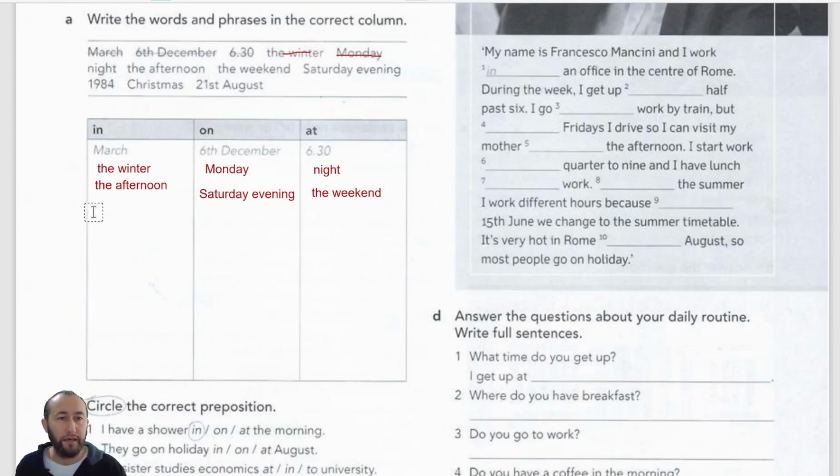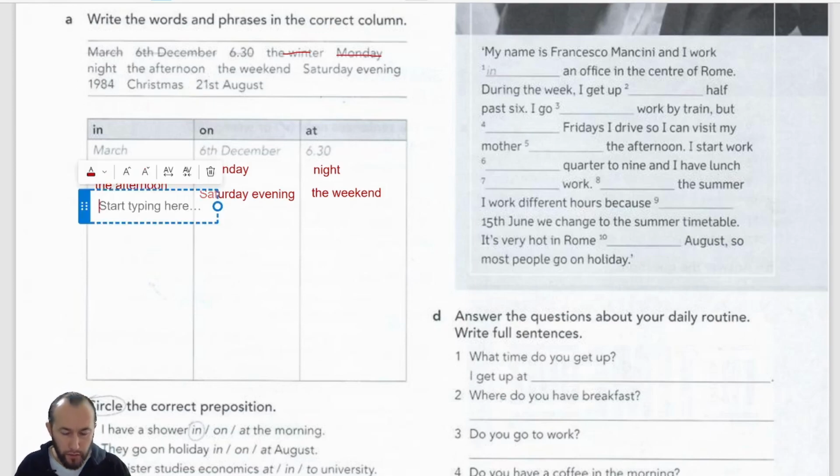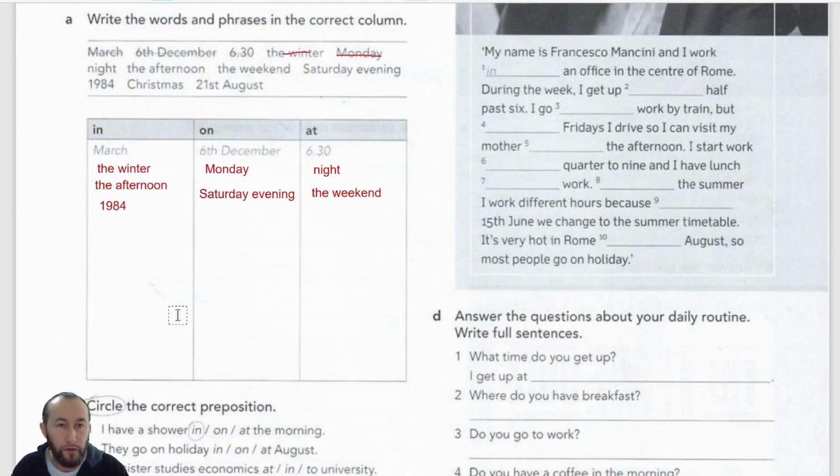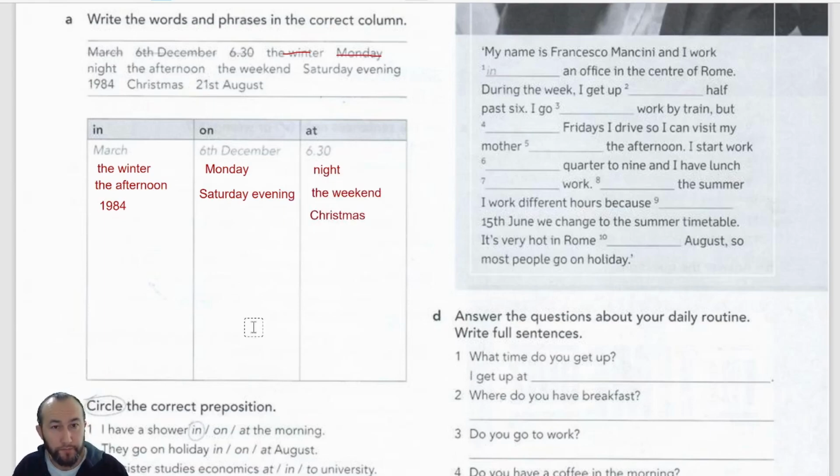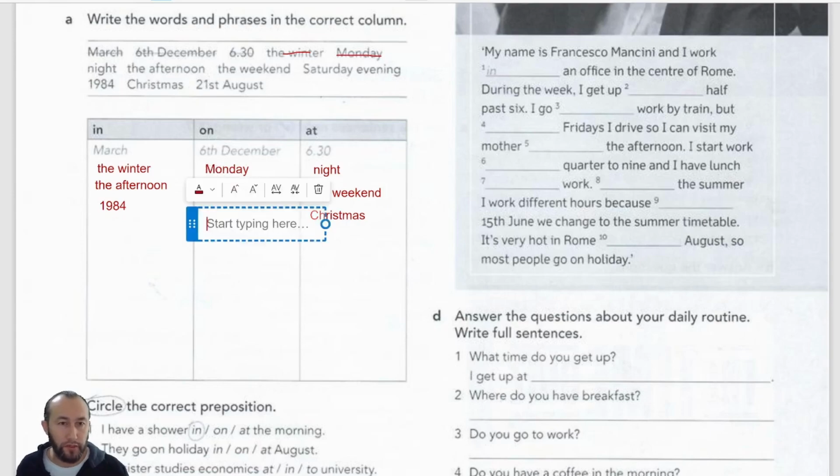1984, that's a year. With years we use in. In 1984. At Christmas, at festivals, at all the time. So at Christmas. Okay, 21st August, 21st of August. So that will be on the date.